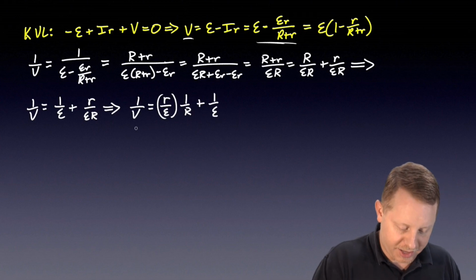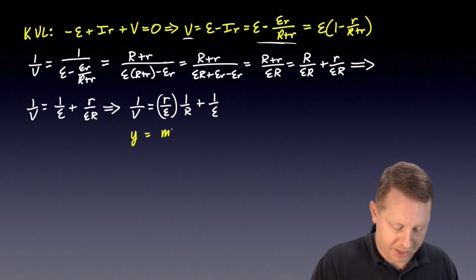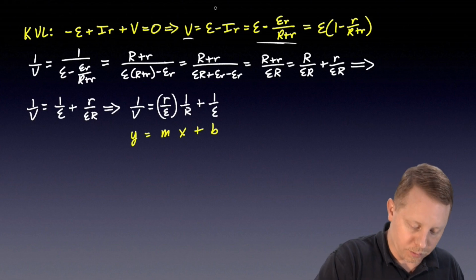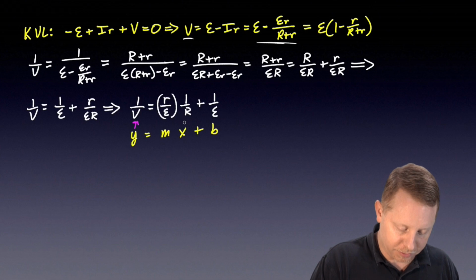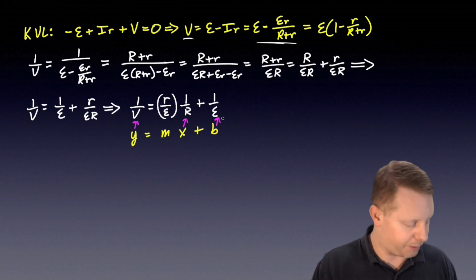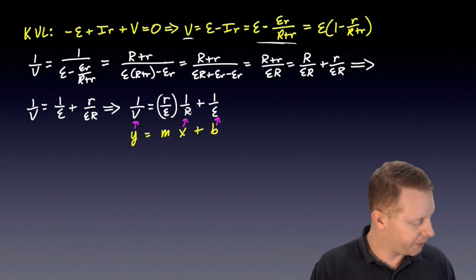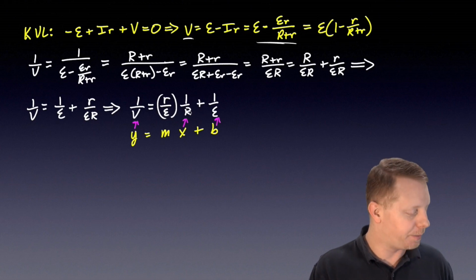And why I wrote it that way is now I have this in a form y equals some constant m times x plus b. So I'm fitting it to the form of a line. Our 1 over V would go on our y-axis, r over E would be our slope, 1 over R would be our x-axis, and 1 over E would be our y-intercept. So we've written 1 over V as a function of 1 over R. That would cover part A2. A little bit more algebra than physics, but something you can get through.